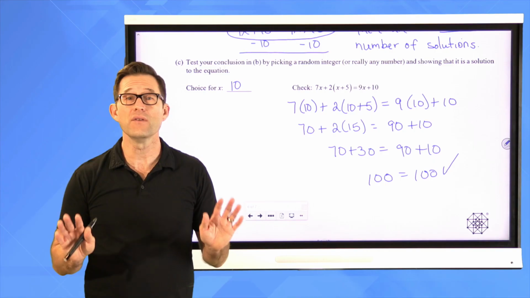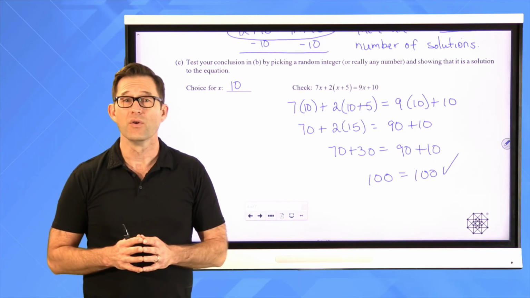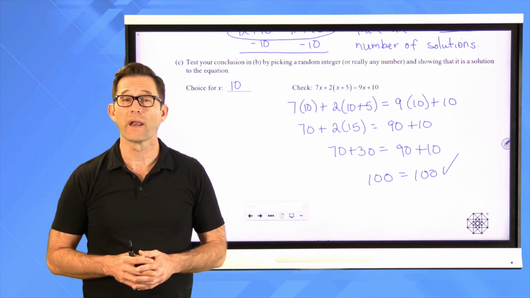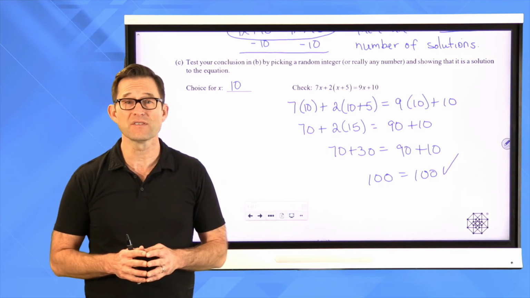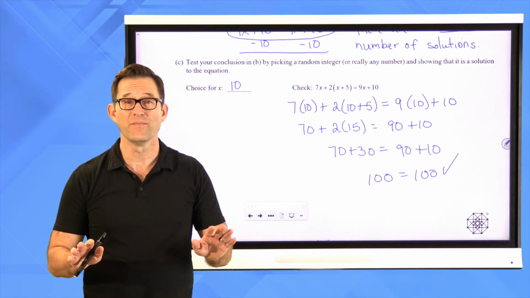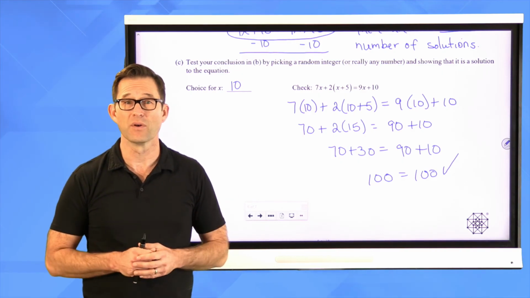You don't need to know those names right now. You'll eventually maybe have to learn them as you go on in math. But for right now, I just need you to know that some linear equations have no solutions at all, and some of them have an infinite number of solutions.